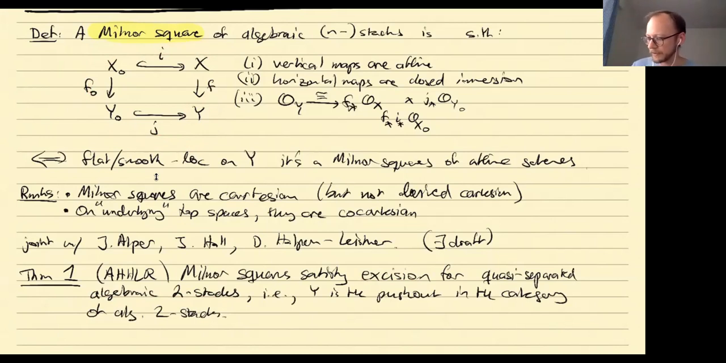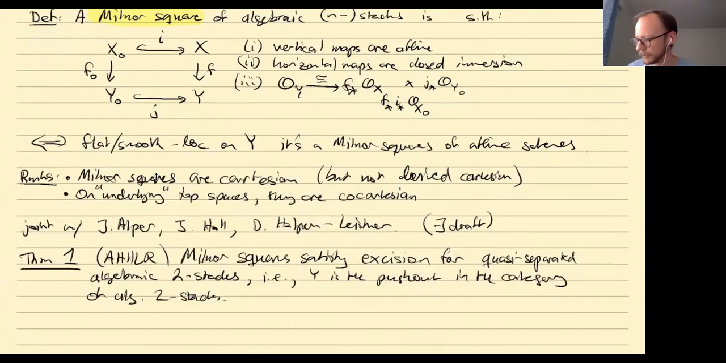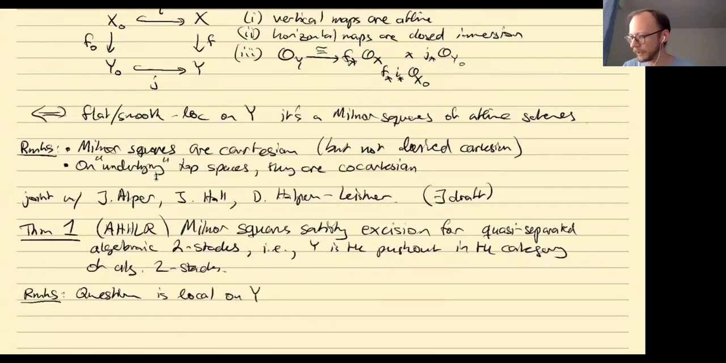And just some remarks here. The question here is local on Y, because if I map to a Z here, Z is a stack for the smooth topology, and also for the flat topology, so I can work locally on Y and assume that Y is affine. So we might as well assume that Y is affine, so that the whole Milnor square is affine. So even for affine squares, it's a question of whether an affine square is a pushout in the category of algebraic stacks.